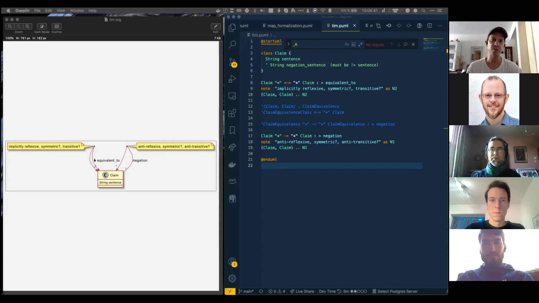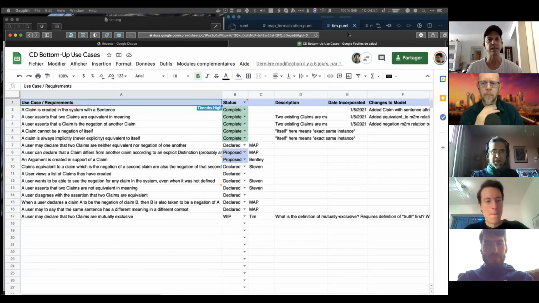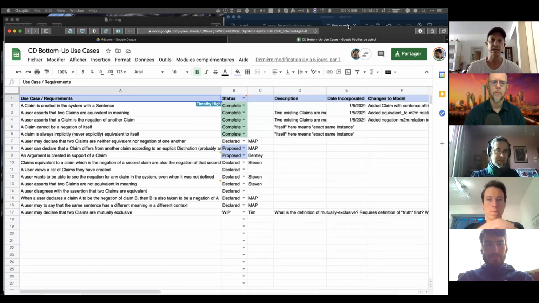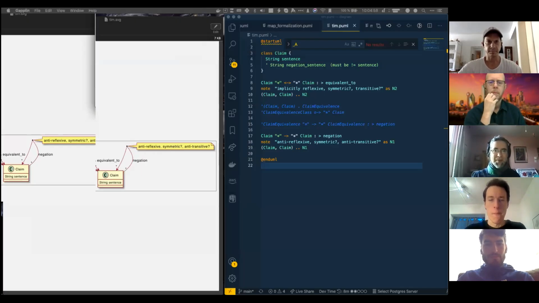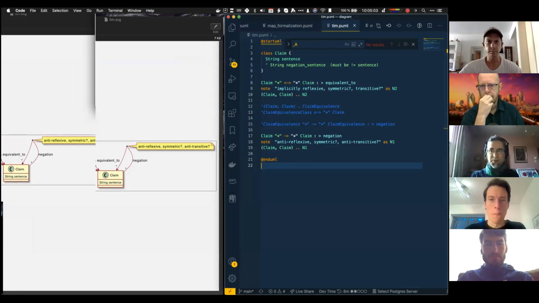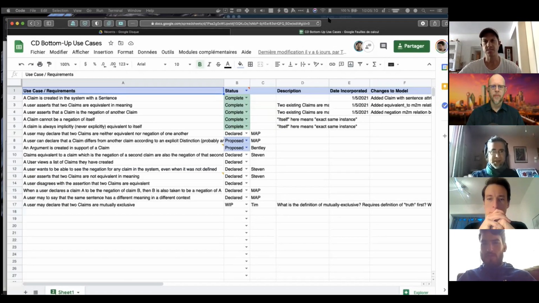So we have these two here, right? On lines 8 and 9, which is a user can declare that a claim differs from another claim according to an explicit distinction with a capital D. I won't keep that on the shared screen because it's a shared document. I don't know if we're doing diagramming right now, so maybe I should stop sharing. What do you think? Or just show, because I think we just need to say which requirement we look at next. Okay, so let me show this and make that the shared screen.